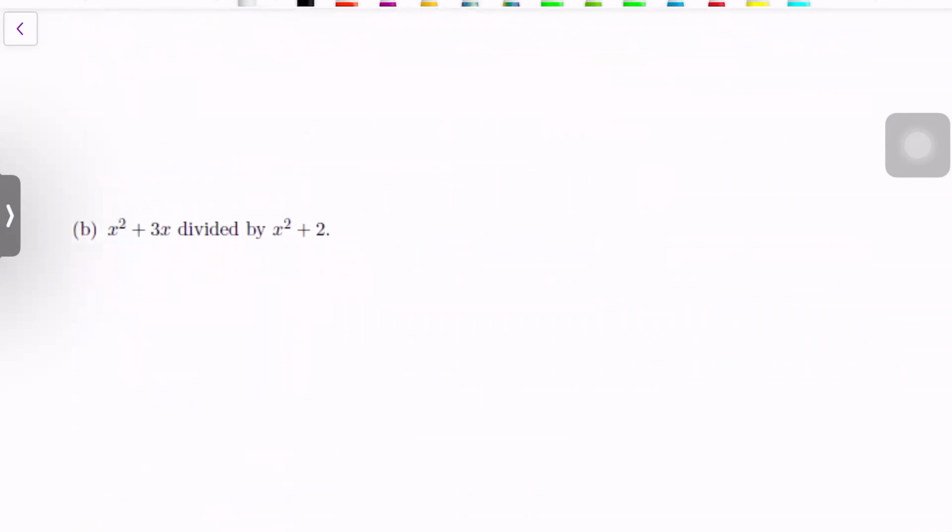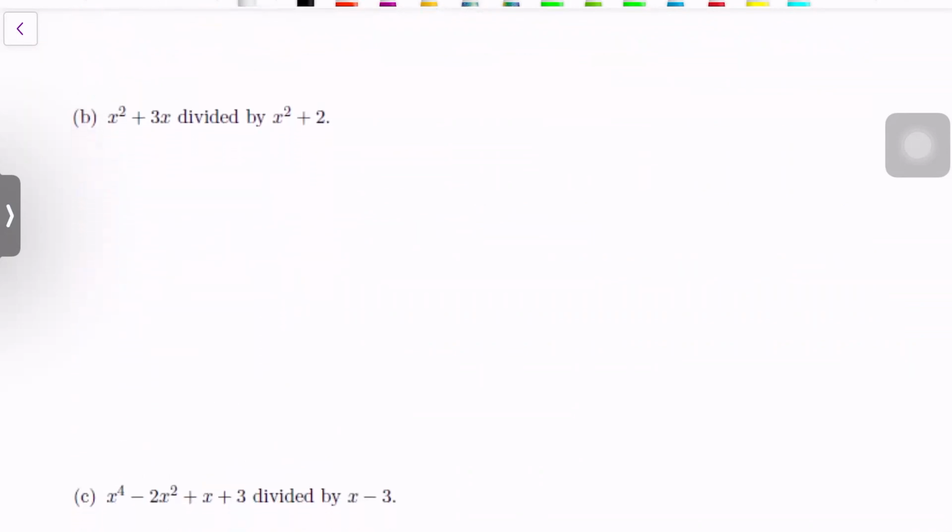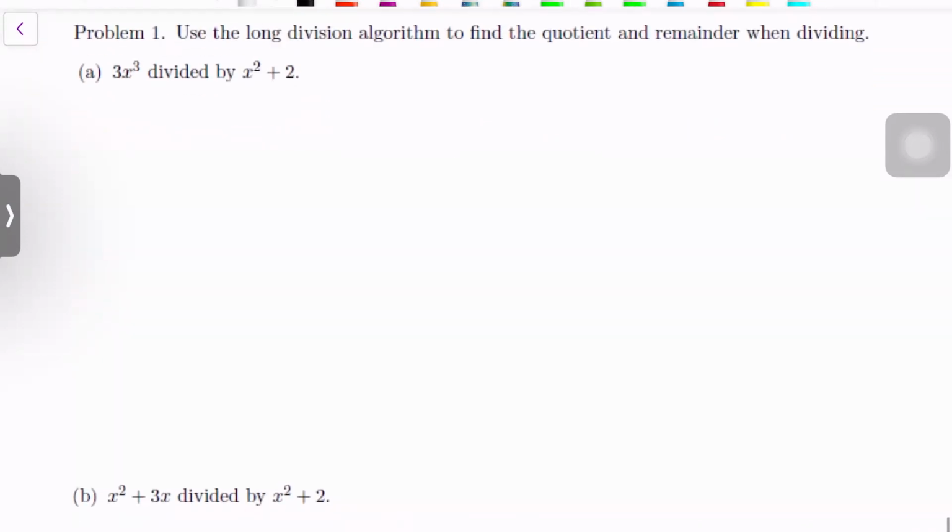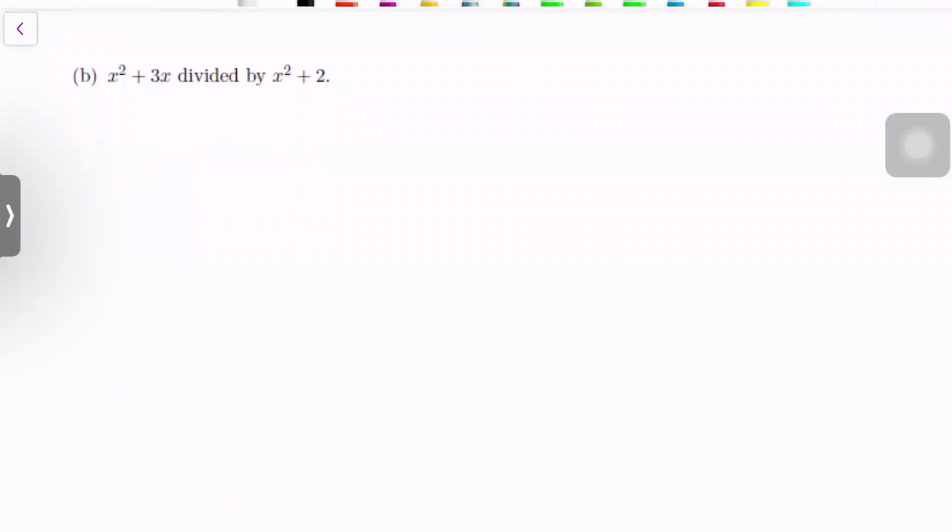Let me start with B and then I'll go back to A, because A is kind of unusual, only one term. So we also have ways to divide two polynomials, but they're not always going to divide evenly, meaning there's going to be some quotient and some remainder, which is the same for numbers. I'm going to first show you something for numbers so it makes sense.